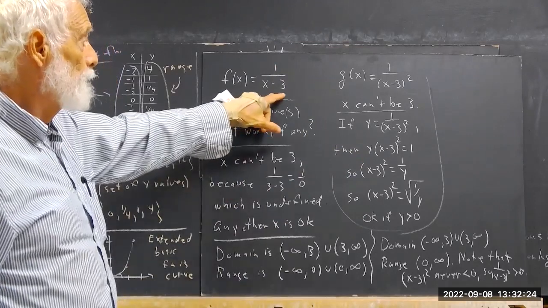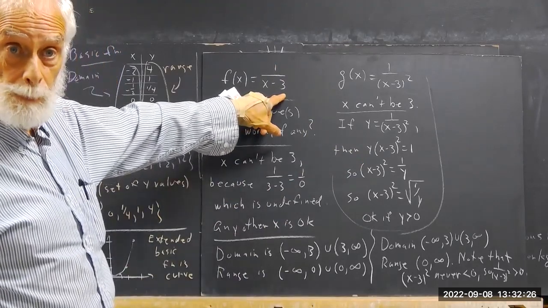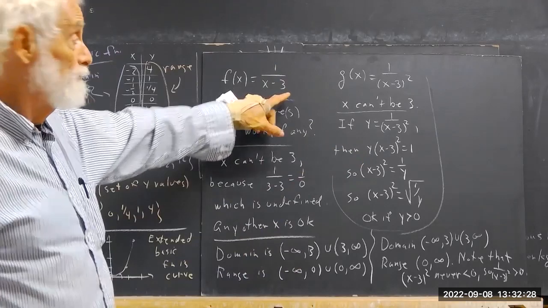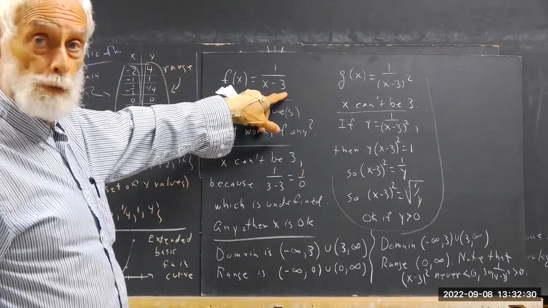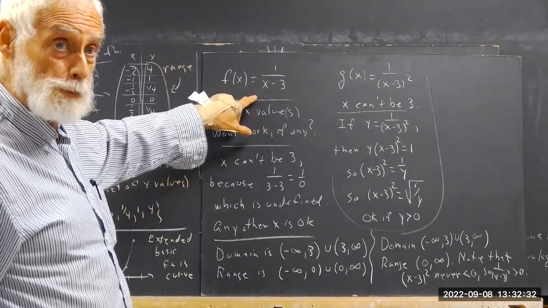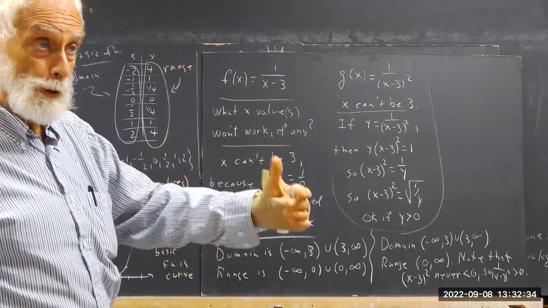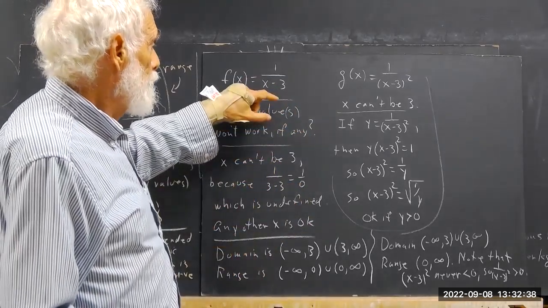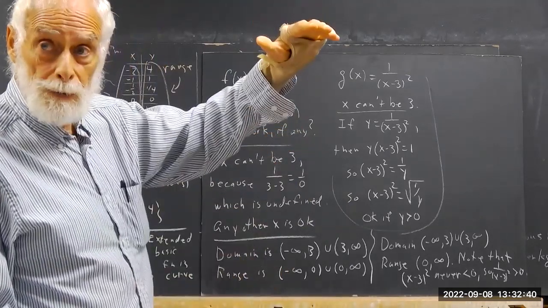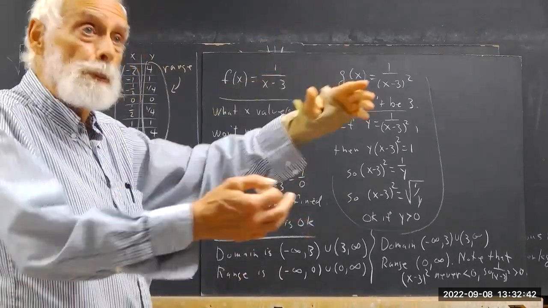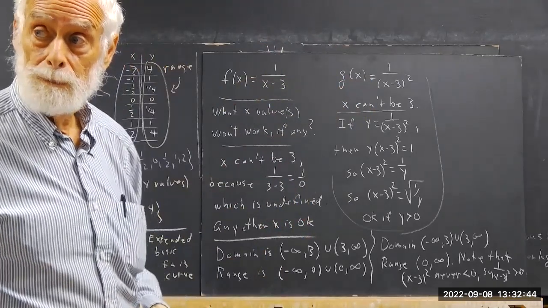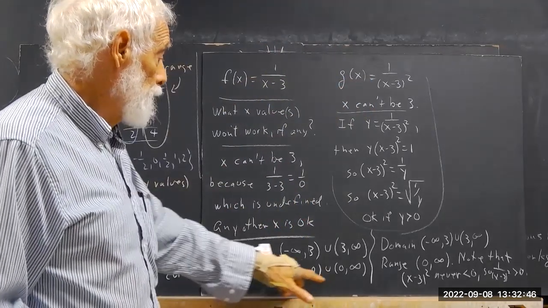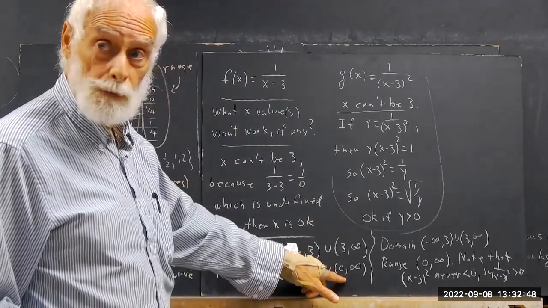And of course, x minus 3 could be positive or negative, depending on whether x is bigger than 3, in which case it's positive. If x is less than 3, you're going to get a negative when you subtract 3 from it. That means that you can get any number from the tiniest to the biggest, and it can be positive or negative. So the range is negative infinity to 0, union 0 to infinity.